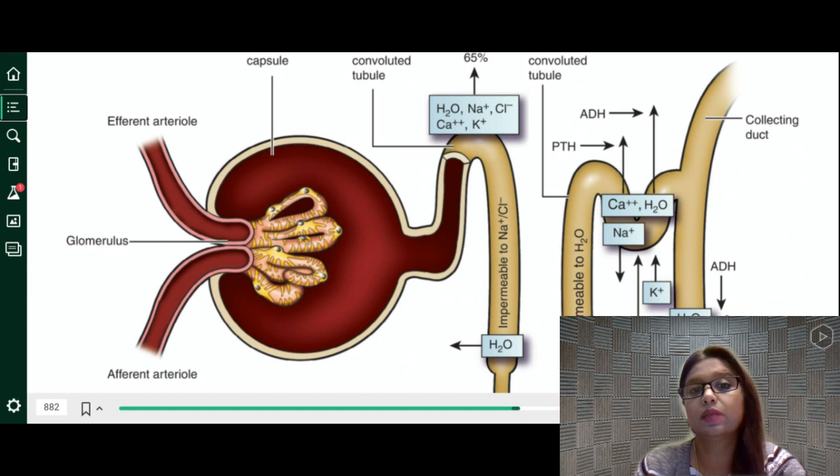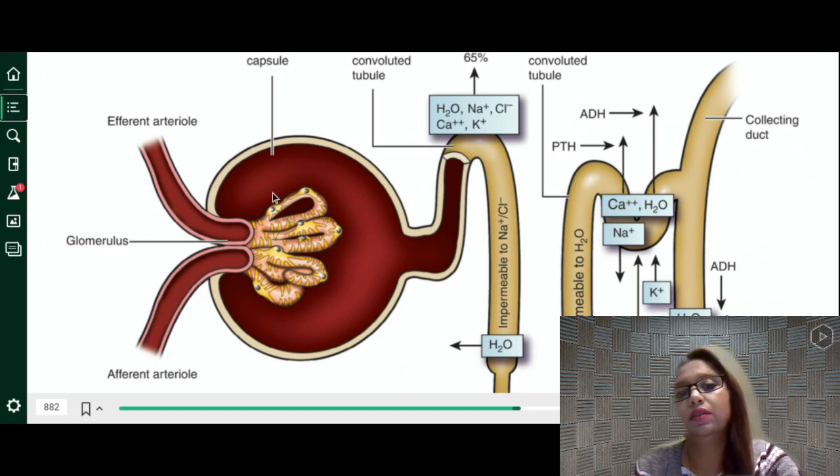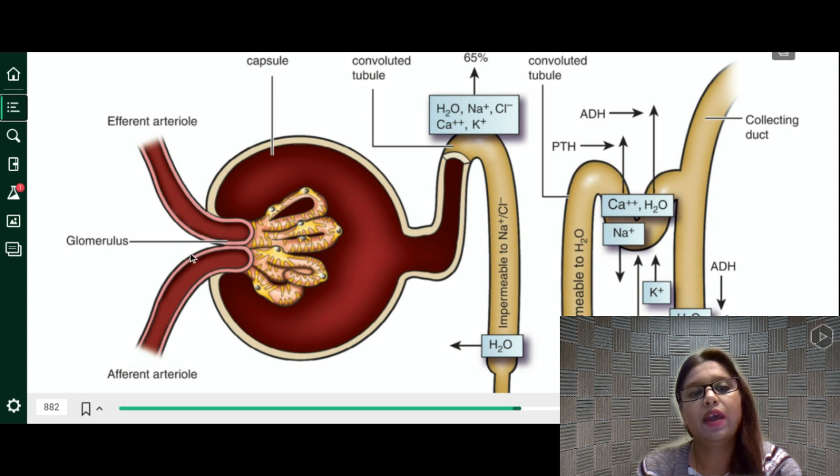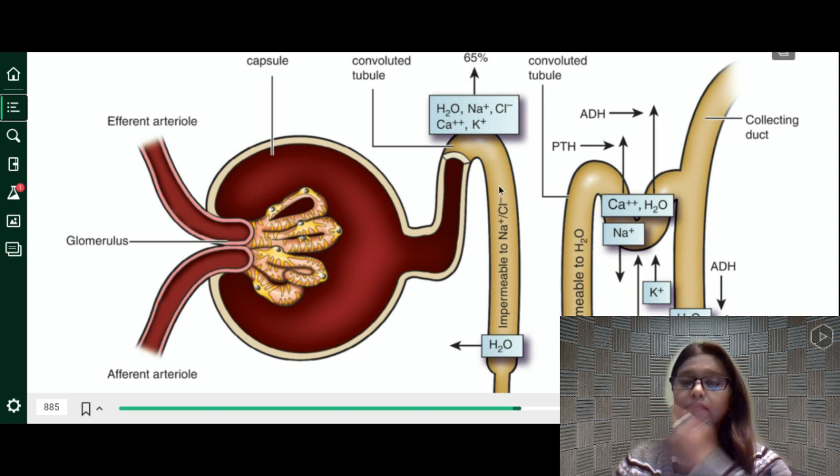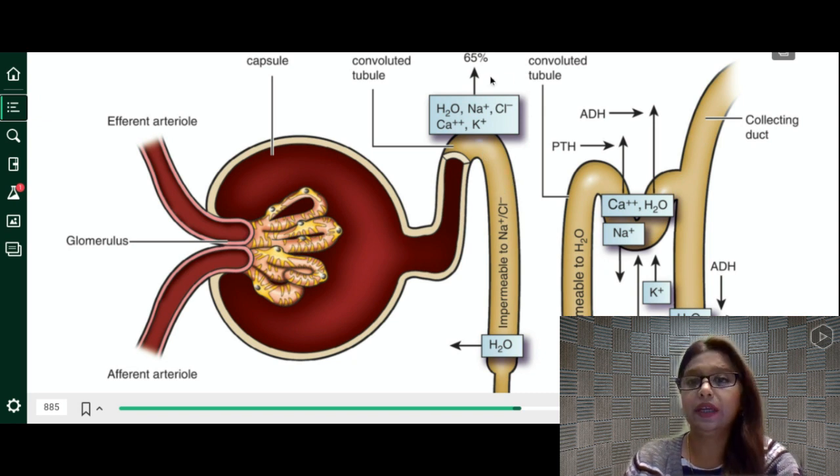Now, one nephron also looks like this. In another way, you have a little capsule, you have an afferent arteriole coming in, bringing blood that is getting filtered over here. Then you have a convoluted tubule, right? And you can see over here sodium, water, chloride, calcium, and potassium, all of that technically gets absorbed over here. A lot of absorption here. It is 65% of absorption over here.